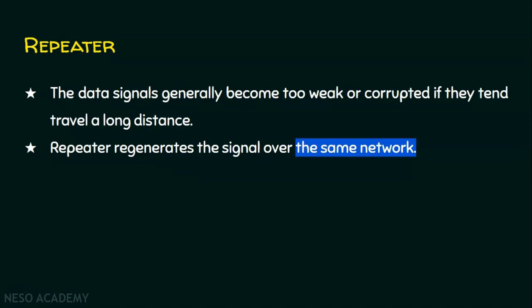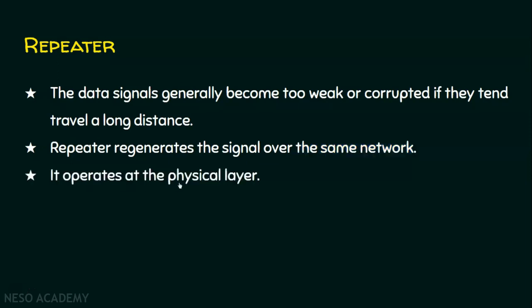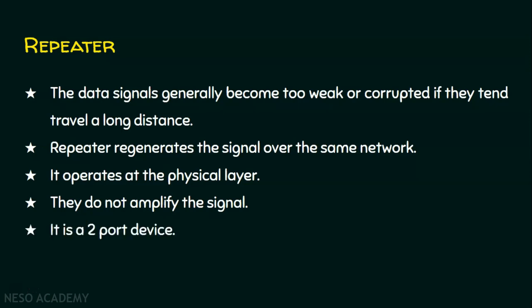In which layer does a repeater work? Repeater is a layer 1 device. So repeater operates at the physical layer and its job is very simple. Whatever it gets, it has to regenerate and send, that's it. Do repeaters amplify the signal? No, repeaters do not amplify the signals. It means it won't increase the volume of the signal. Rather, it focuses on regenerating the signal. And finally, how many ports will a repeater have? It's very simple. Repeaters generally have only 2 ports, and that's why we call it a 2-port device.